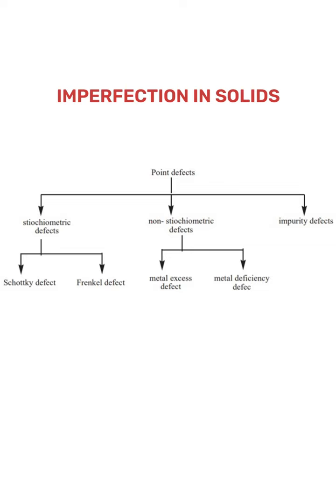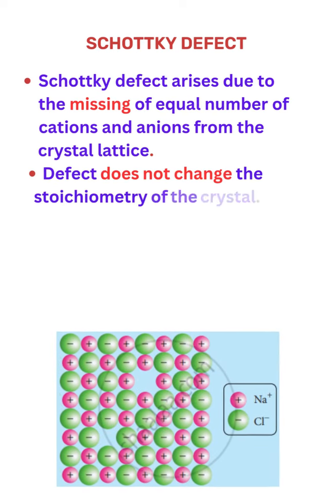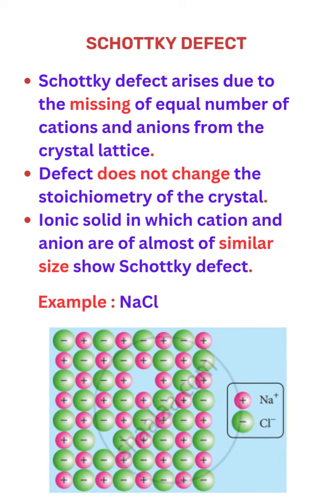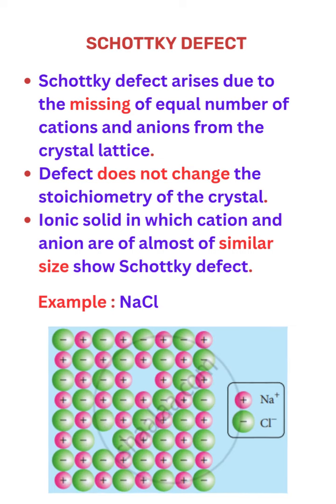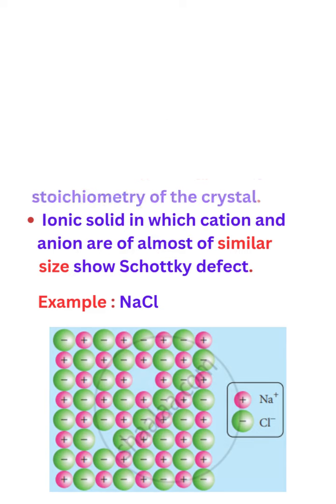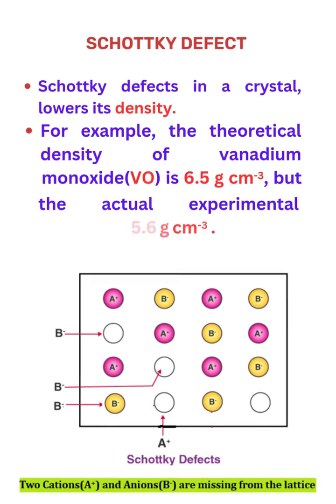Non-stoichiometric defects are metal excess defect and metal deficiency defect. Stoichiometric defect, Schottky defect, arises due to the missing of an equal number of cations and anions from the crystal lattice. It does not affect the stoichiometry of the crystal. Ionic solids in which the cation and anion are almost similar in size exhibit Schottky defect. An example is sodium chloride. The presence of a large number of Schottky defects alters the density of the crystal.